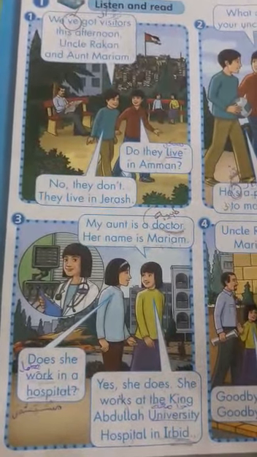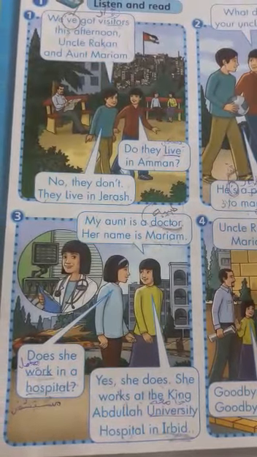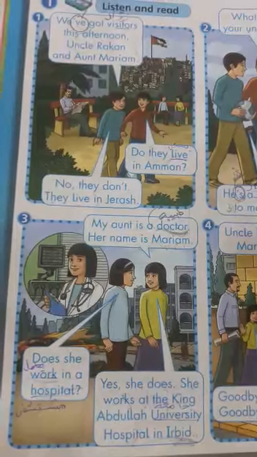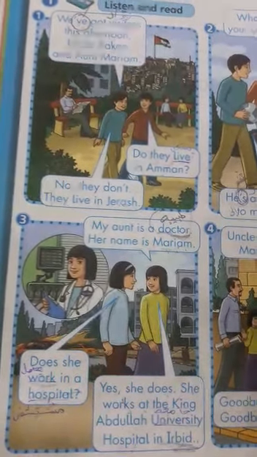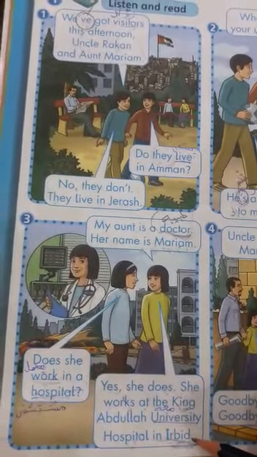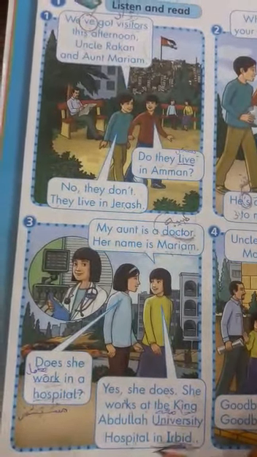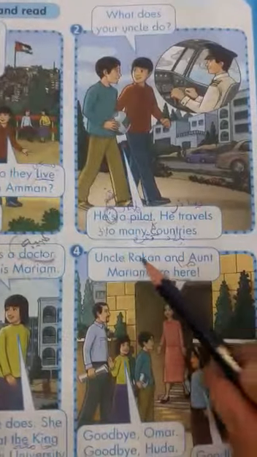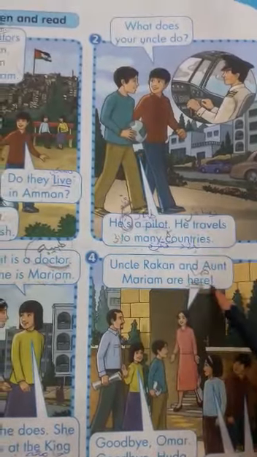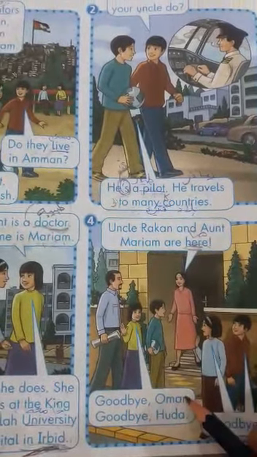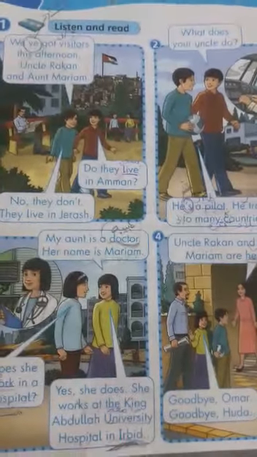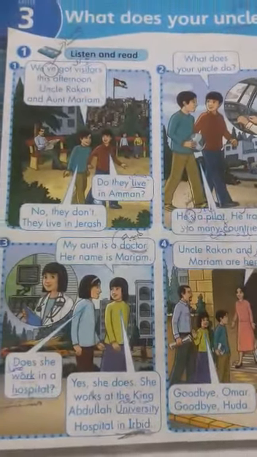Now my question is, where is the King Abdullah University Hospital? Is it in Amman? No, it isn't. Is it in Ajloun? No, it isn't. It is in Irbid. Uncle Rakan and Aunt Miriam are here. Here. Goodbye, Omar. Goodbye, Huda. Goodbye. Now, I want to repeat the lesson.